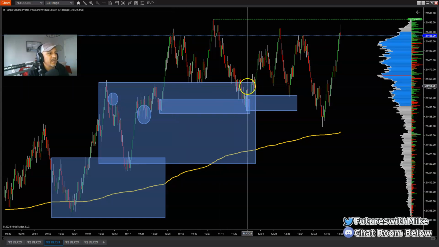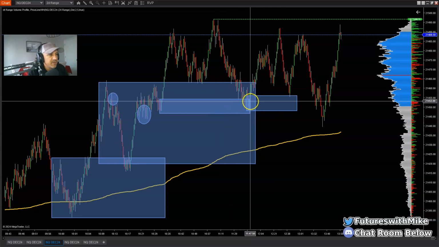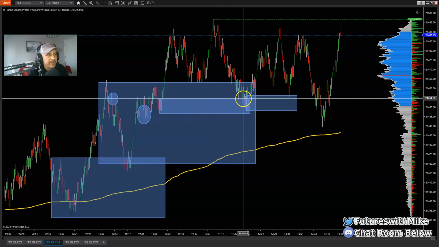It pushes up, breaks a little bit of structure right here, and then it just runs to the upside right there. This was rejection right here, and I have multiple confluence. I'm gonna take that trade.